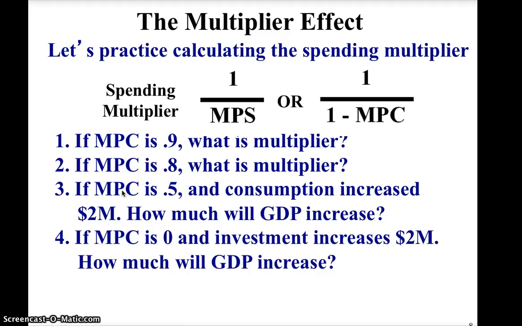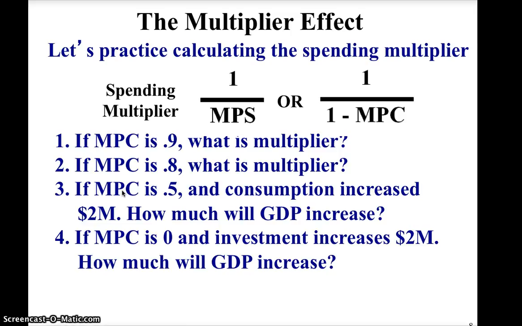So here's an interesting one. If the MPC is 0, meaning they saved every dollar, and investment increases by $2 million, how much will GDP increase? There will be no spending multiplier, right? Because every dollar is saved, the GDP will increase by $2 million, exactly how much the government spent, okay?